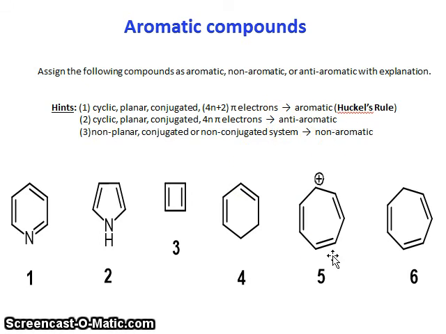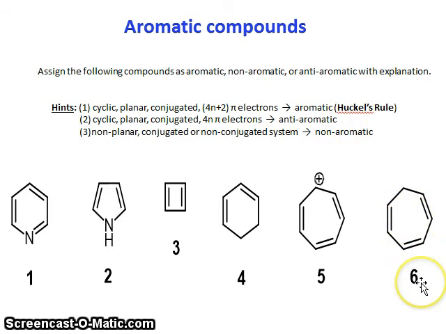Look at number 5. This is a 7-membered ring. Count the number of carbon atoms. You can find out this is a 7-membered ring. This is a conjugated molecule. And how many pi electrons are here? So plus charge means this carbon has no pi electron. It's just an empty orbital. 1 electron over here, 2, 3, 4, 5 and 6. So 6 means 4 into 1 plus 2. So this molecule is aromatic.